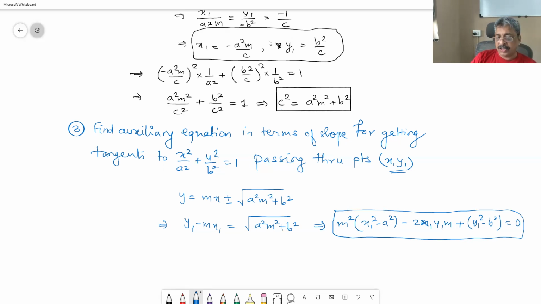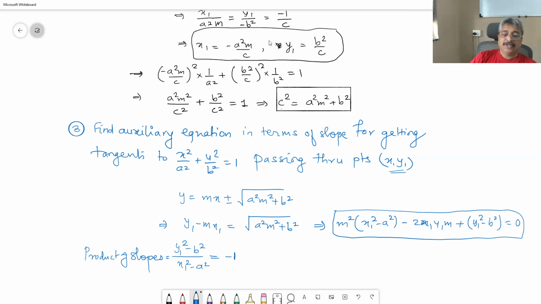Now what is the product of the roots in this case? The product of the roots is y1 square minus b square upon x1 square minus a square, correct? This is the product of the slopes. And if you happen to make the product minus 1, this is the special case when both the tangents are perpendicular to each other. Then we will get a relationship of x1, y1. It is basically going to be the point of intersection of perpendicular tangents.